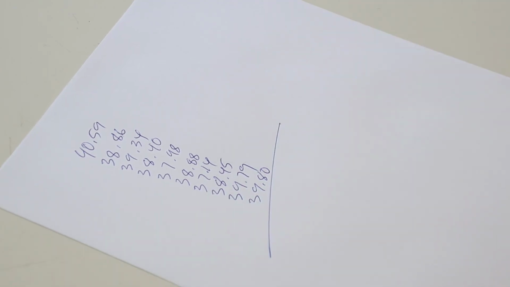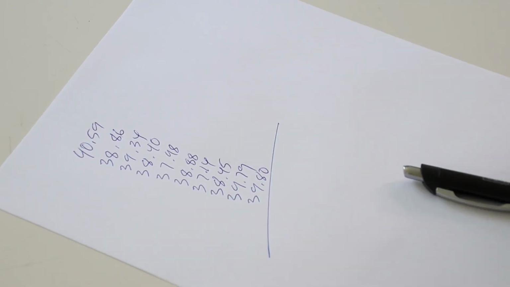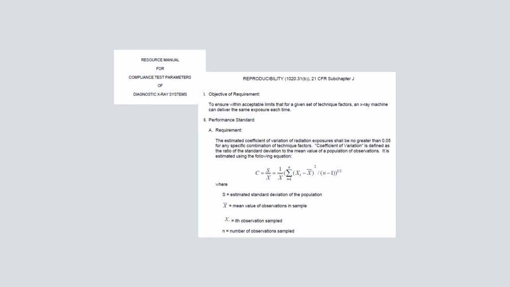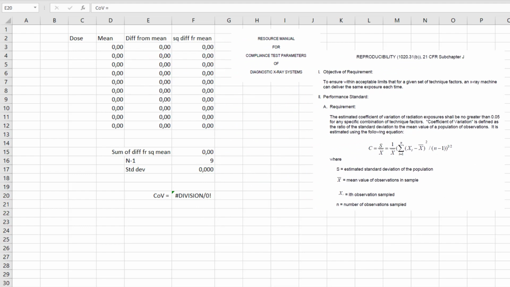Now that we have all the data, we need to compute coefficient of variation. And how was that? We need to have a look at the formula. And we've got it here in the resource manual. Looks a bit tricky to do by hand, so let's do it in Excel instead.